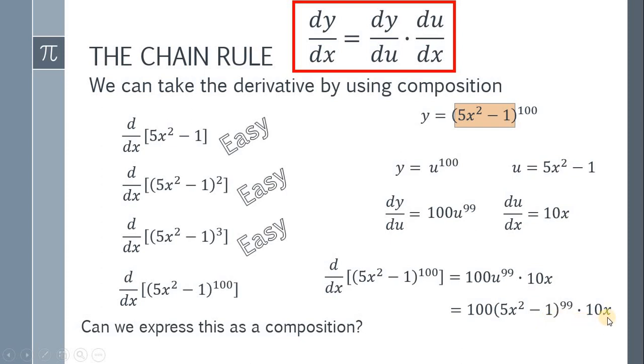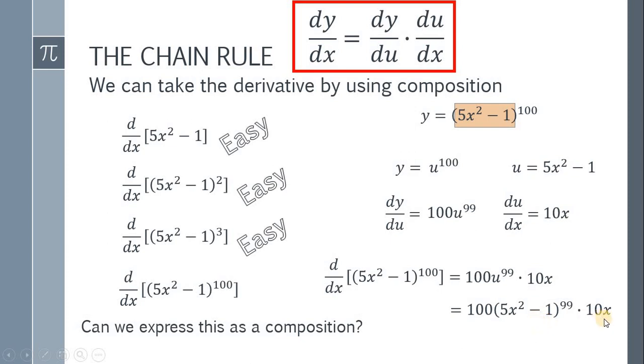Now, ito yung huwag na huwag gagawin. Please, huwag na huwag nyo itong gagawin. Huwag na huwag nyo i-distribute yung 100 sa loob ng 5x squared minus 1. Please lang, huwag na huwag nyo gagawin yan. Ang tanong ay, sir, bakit? Kasi itong 5x squared minus 1, naka-raise yan sa 99. So, bago kayo makapag-distribute dyan, kailangan nyo muna siyang i-simplify. Ibig sabihin, kailangan nyo munang i-multiply yung 5x squared minus 1 sa sarili niya ng 99 times. Okay? Therefore, hindi nyo agad pwedeng i-multiply yung 100 dun sa 5x squared minus 1. Please, wag na wag nyo gagawin yan.